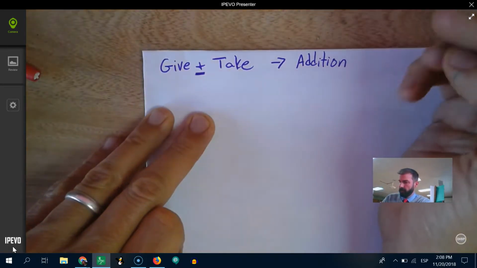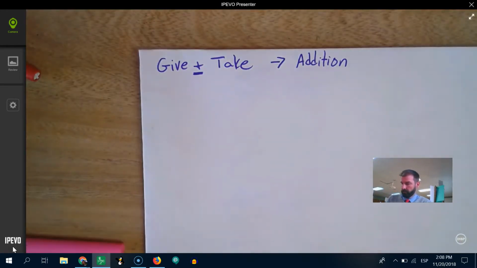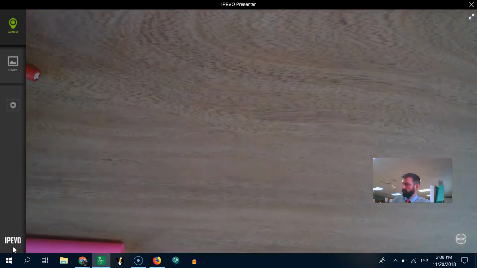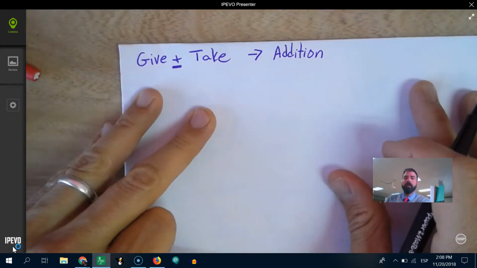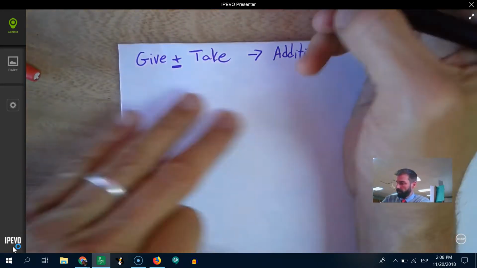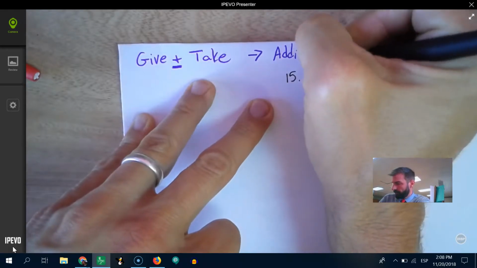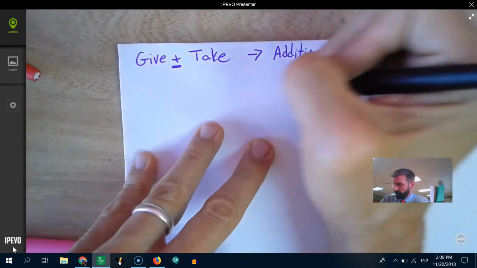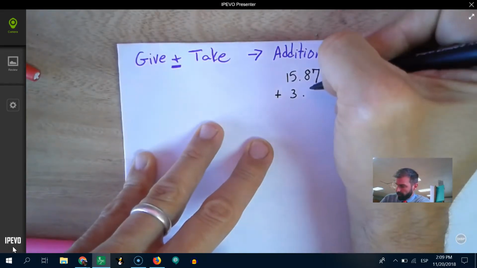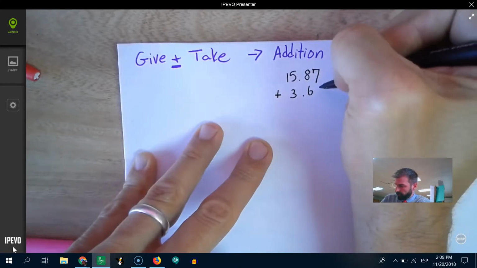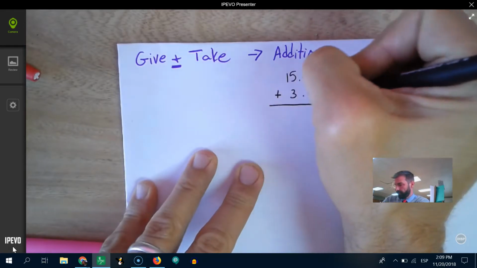Our example would be, let's do it this way. So let's look at an example. We have 15 and 87 hundredths plus 3 and 65 hundredths. And what is that going to equal?